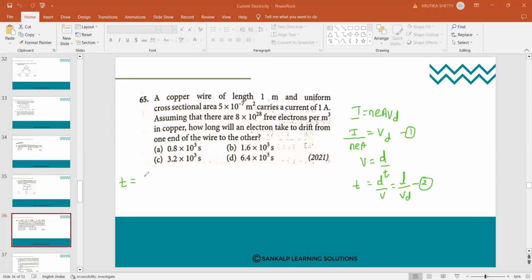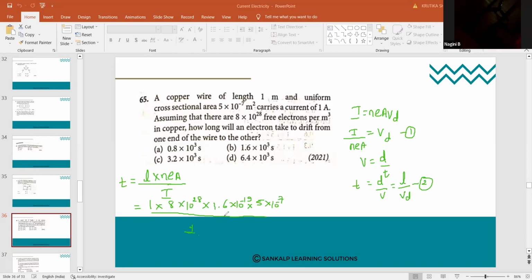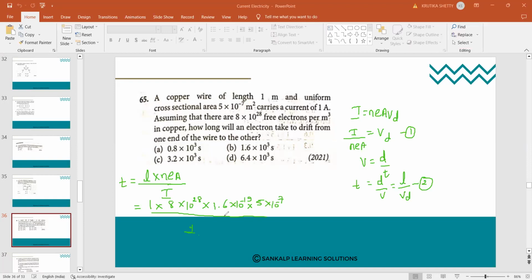So simplify, girls. Therefore t is equal to L divided by Vd, where Vd is I divided by NeA, so it will be L NeA divided by I, which is equal to length 1 meter, number of electrons 8 into 10 to the power of 28, into charge of the electron 1.6 into 10 raised to minus 19, then area 5 into 10 raised to minus 7, this whole divided by current, which is 1 ampere. No problem, the denominator is 1; just multiply the numerator and simplify, and the answer will come. The options are 0.8 into 10 raised to 3 second, 1.6 into 10 raised to 3 second, 3.2 into 10 raised to 3 second, 6.4 into 10 raised to 3 second. Yes, just multiply and simplify the powers, a very simple question.